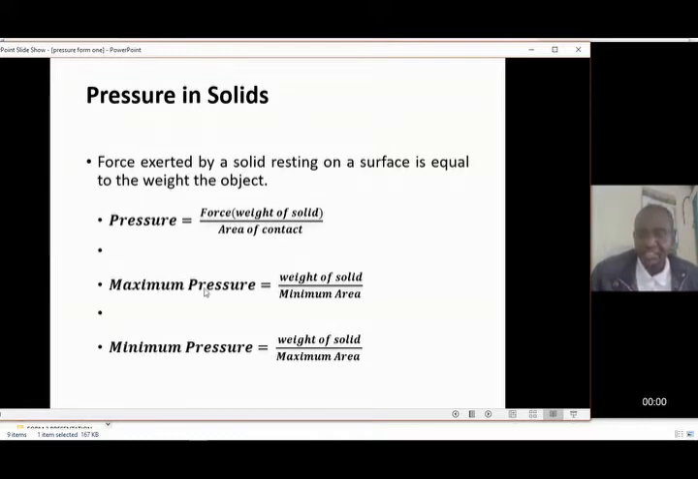Maximum pressure is when the weight is acting on a small area of contact. Maximum pressure is equal to the weight of the solid divided by the minimum area. Minimum pressure is the weight of the solid divided by the maximum area.